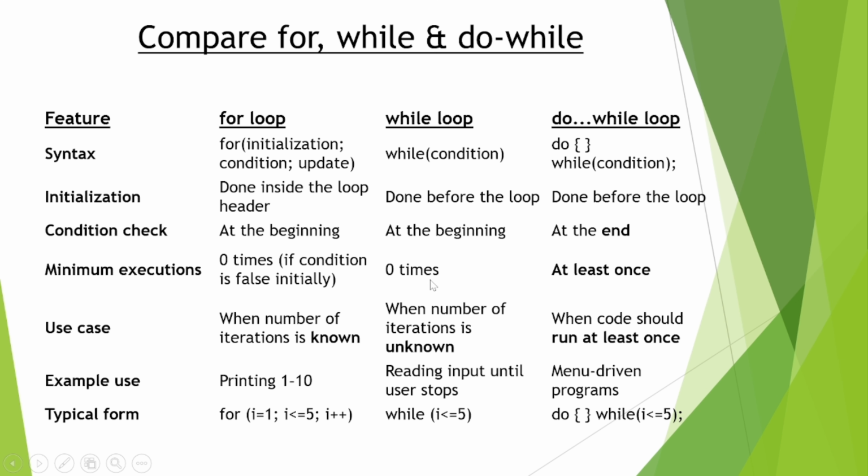Minimum execution: zero times for while, at least once for do while. Use case: when the number of iterations is known, when the number of iterations is unknown, when code should run at least once. Use examples: printing 1 to 10, reading input until the user stops, menu driven programs, etc.